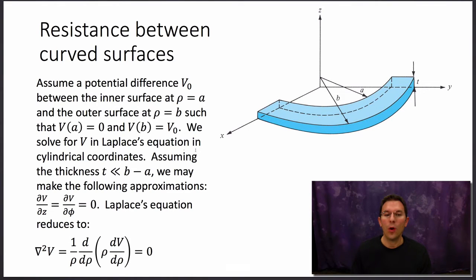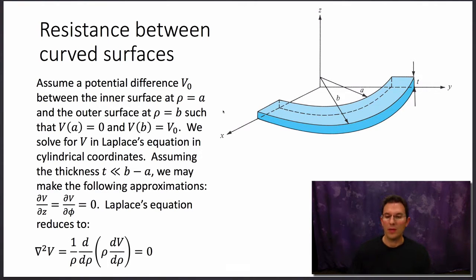Well, if we don't make some simplifying assumptions here, this problem is going to become very difficult. So here's what we're going to do. Assuming the thickness T is much, much less than this distance here, the width of our conductor, we're going to make the following approximations. We're going to say that the potential doesn't change in the z direction, nor does it change in the phi direction. Why are those two assumptions legitimate for this problem?